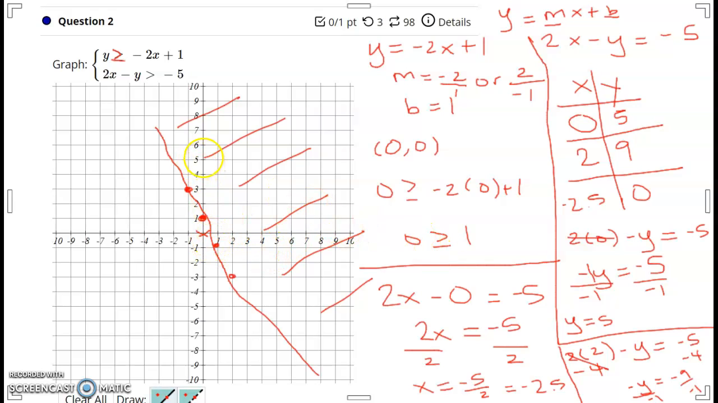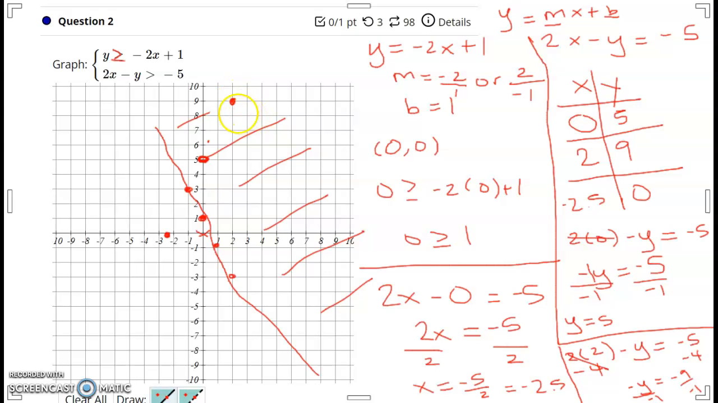So we've got a point at 0, 5. We've got a point at 2, 9. And we've got a point at -2.5, 0. Do those three look like they line up? I think yes, I think they do look like they line up. Oh, almost made a mistake. Hopefully you guys caught me as I was starting to draw that line. Why was that a mistake?